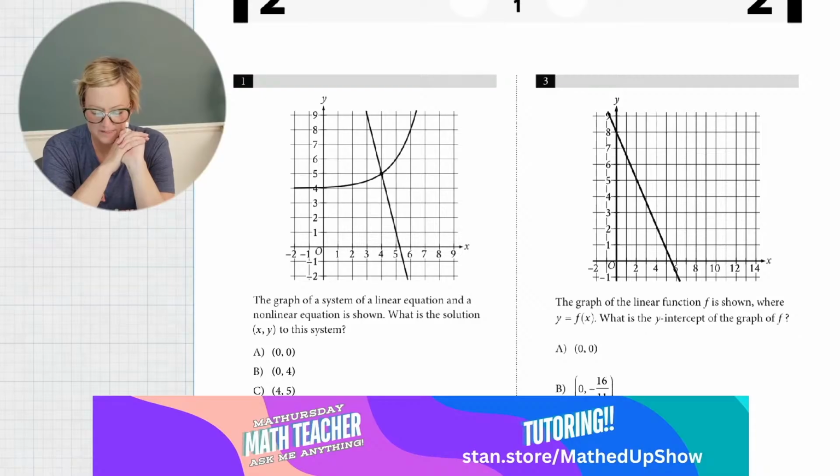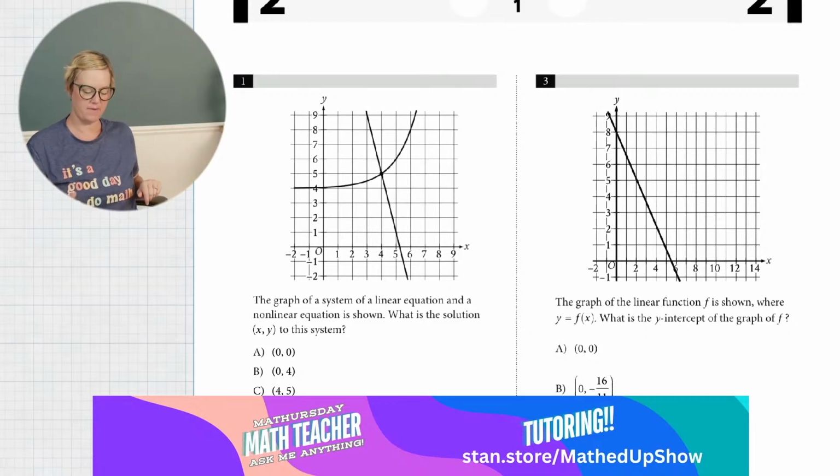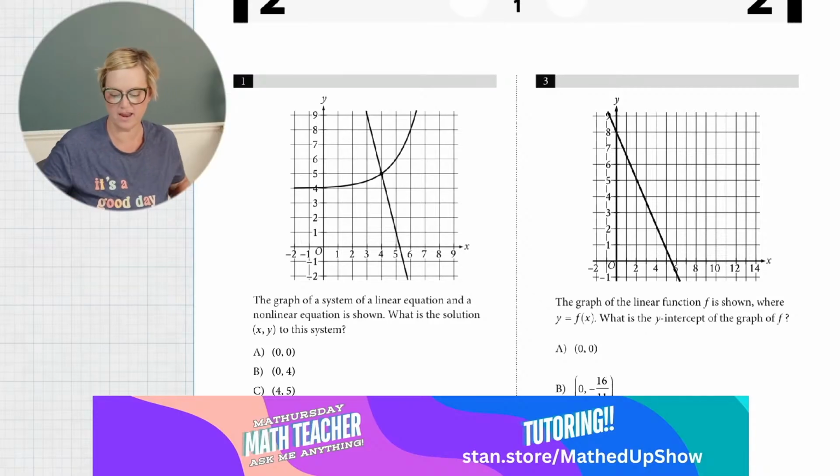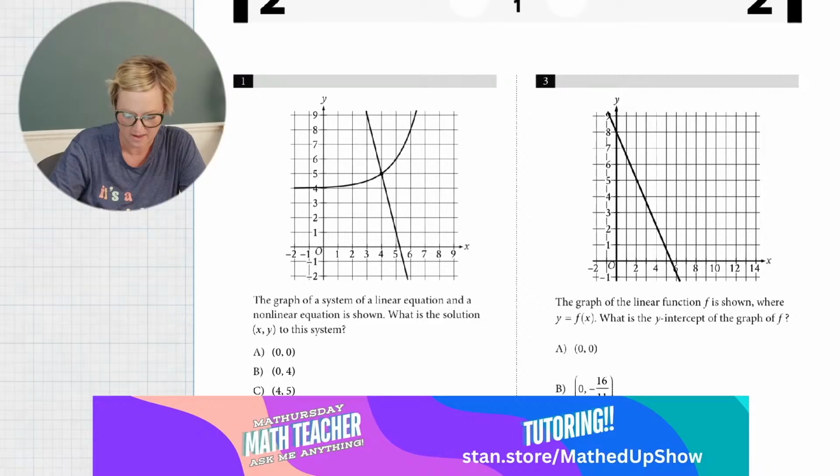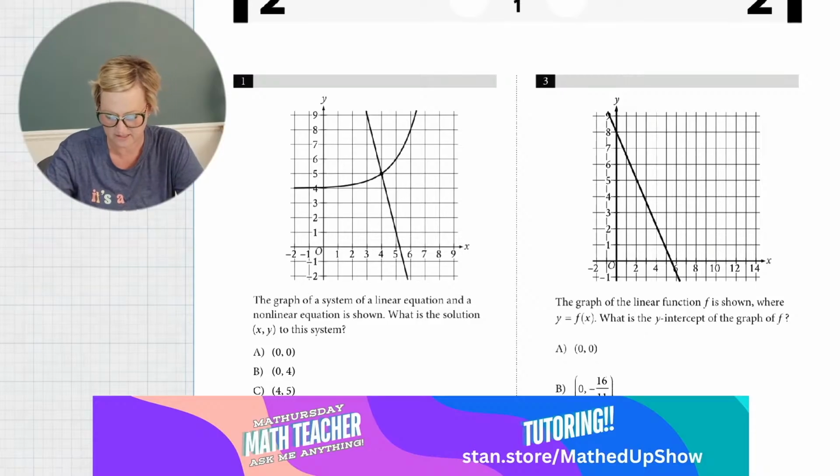We've got the graph of a system of a linear equation and a nonlinear equation is shown. What is the solution to this system? So we got one person that says C. Let's see if anybody else agrees, disagrees. Maybe you have something else that you want. Let's get into it.